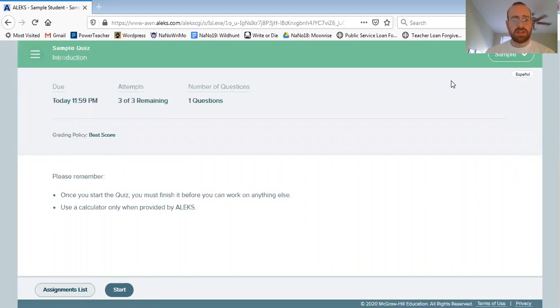So this says it's due today. We have 3 attempts of 3 attempts remaining, and there's only 1 question. So the grading policy says best score, which means the best score of all 3 attempts is the one that will be graded. So if I get a 0 on the first one and 100% on the last one, then the last one's going to be kept.